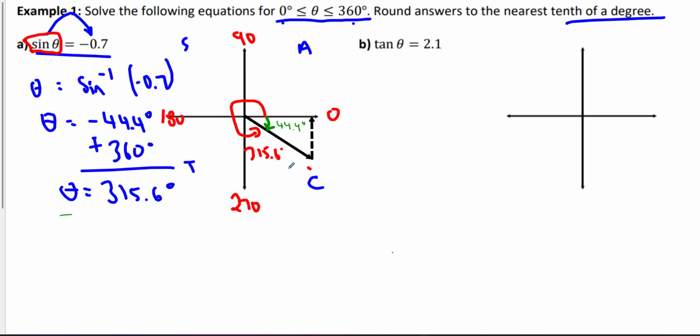Well, clearly, only cosine is positive in quadrant 4. So sine has to be negative. And that makes sense because this is negative 0.7. So everything checks out. But guess what? We can use this information to help us find the other answer. Since we know that sine has to be negative, which other quadrant is sine negative in?